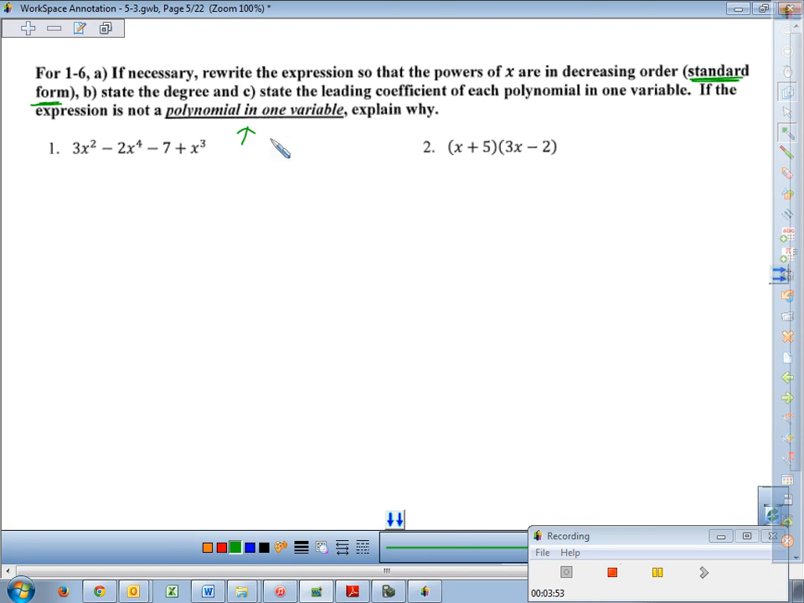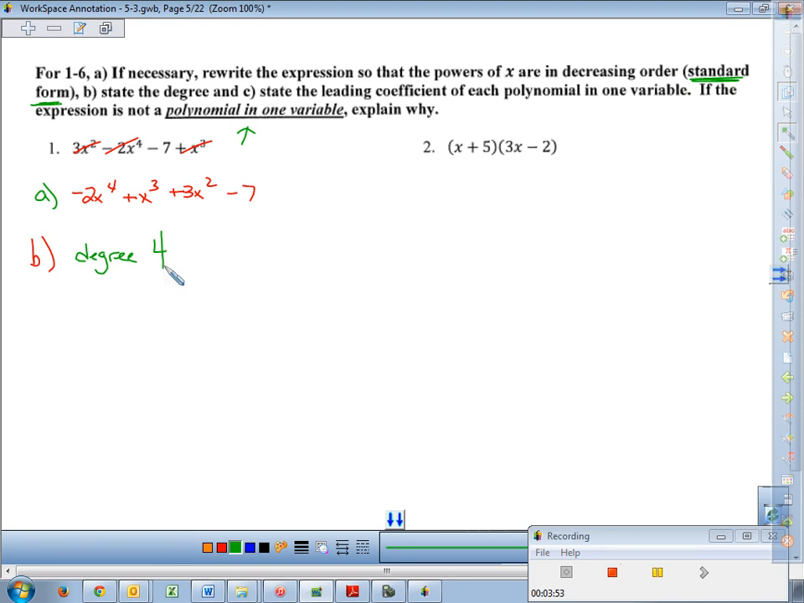So let's look at number 1. Is that a polynomial in the first place? Yes or no? All the exponents are non-negative integers. Cool. Is it in one variable? Yes. So A, let's write it in standard form. What's the biggest exponent that you see? A 4, right? So negative 2x to the 4th, then plus x cubed plus 3x squared minus 7. That's standard form of this polynomial. Part B, state the degree. What's the degree of this one? Please put the word degree in front of it. Degree 4.